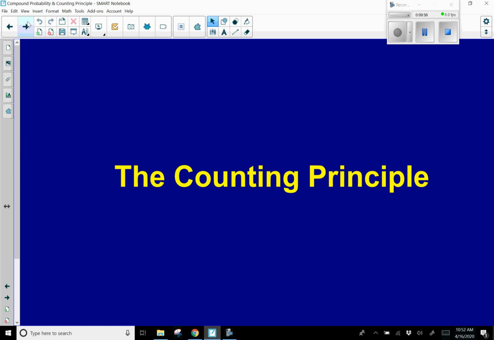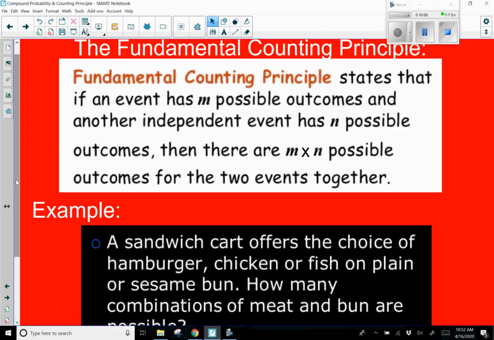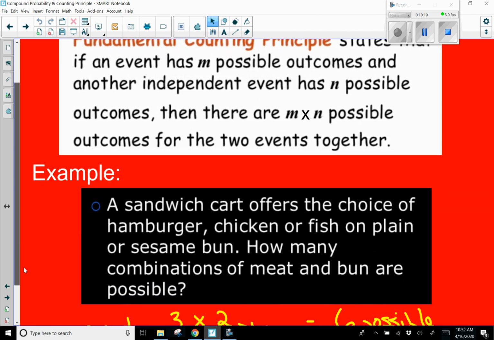Okay, moving along to the counting principle. This one's a much easier skill than compound probability. There's a lot on this screen, but basically all that it's saying is if you have m possible outcomes for one thing and n possible outcomes for the other, to find the total possible outcomes, all you're doing is just multiplying them together. So let's take a look at this example.